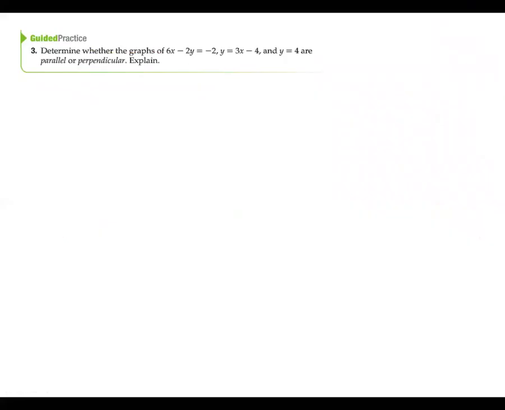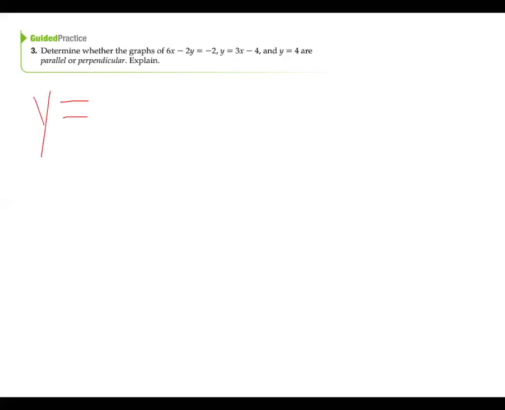Okay, so here's one for you to try. Determine whether the graphs of 6x minus 2y equals -2, y equals 3x minus 4, and y equals 4 are parallel or perpendicular, and explain. Go ahead and pause the video. All right, we're back. So you don't even really have to graph these.